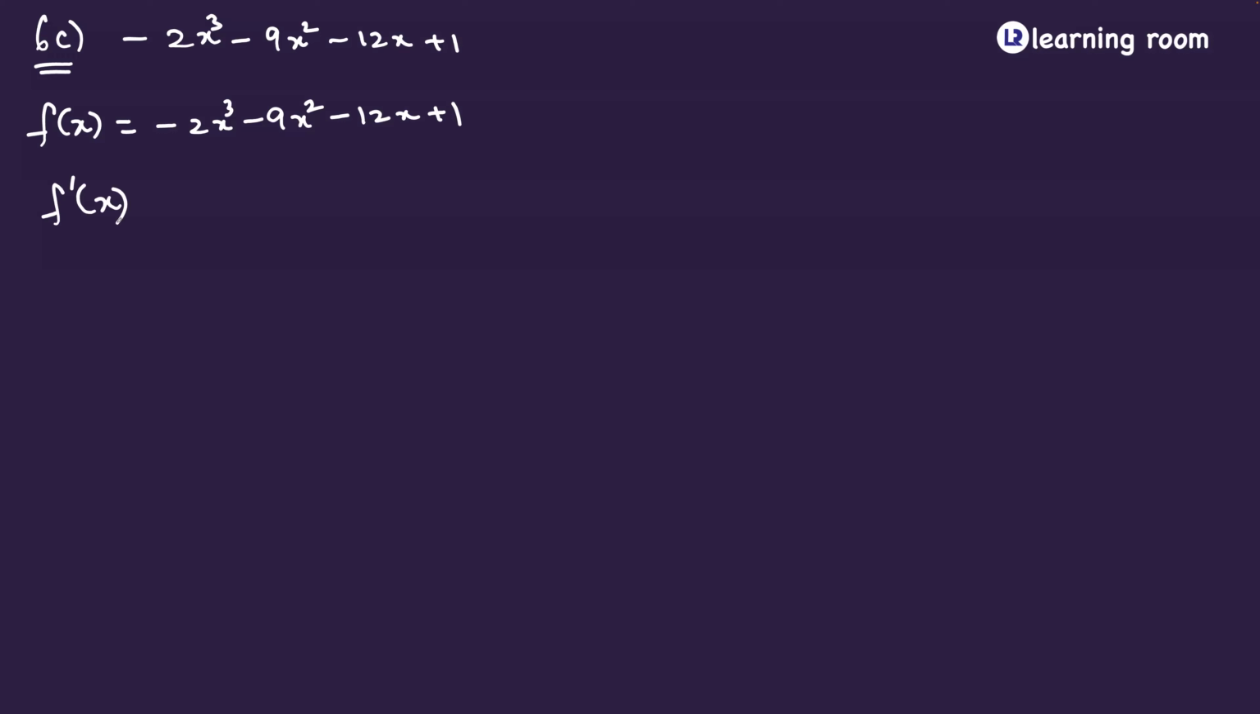So f dash of x is going to be minus 6x square minus 18x minus 12. Am I right? So what can you take out in common? So can I take this minus 6 itself outside? So minus 6 into x square plus 3x plus 2.